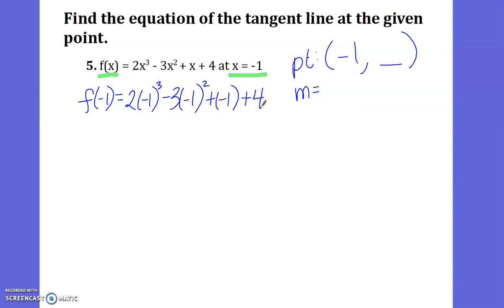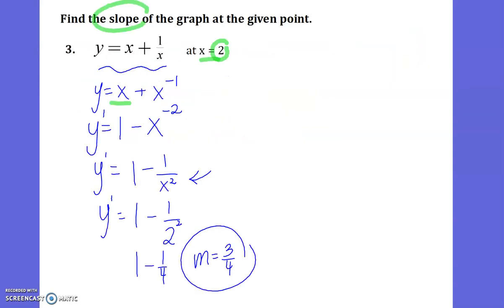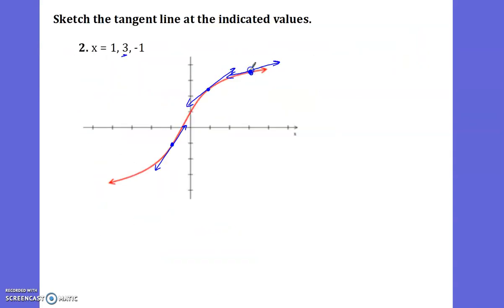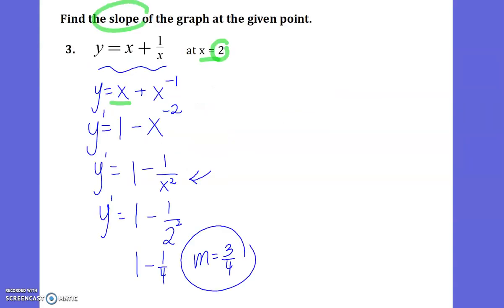To find the y value of the point, this becomes -2, that's 1 times -3 is -3, minus 1 plus 4. When I work this out, I end up getting -2. So the point is (-1, -2). That's a point on f(x). So just like we were doing here, we use that point to go through our tangent line. So it's a point on the original function.